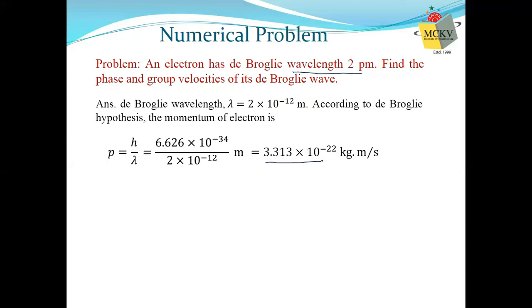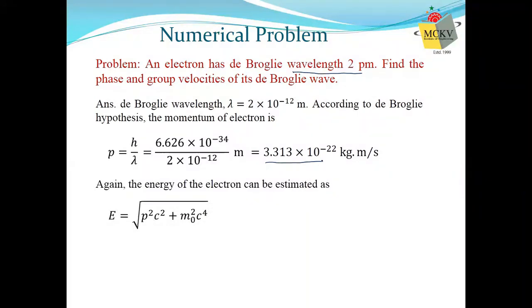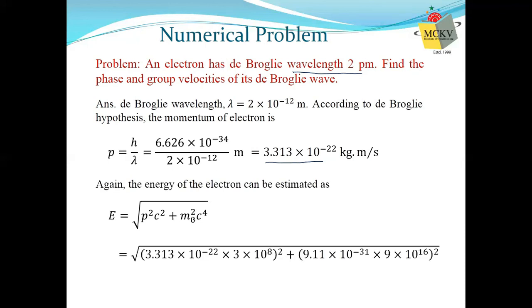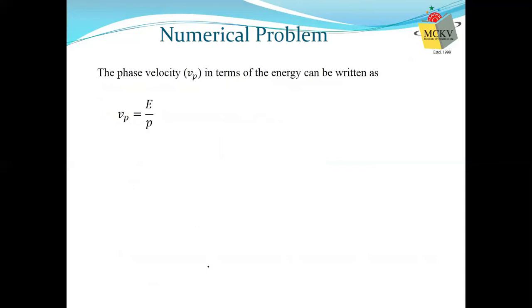This is our momentum. What other quantity do we require to find phase velocity? We require energy. Now, from relativistic mechanics, we know energy can be found from the expression E equal to root over p square c square plus m naught square c to the power 4, where p has already been estimated. c we know. m naught is the rest mass of the electron, which we know is 9.11 into 10 to the power minus 31 kg. So put the values, and if we estimate E, it comes out to be this amount of joule. So now both E and p are known to us. Therefore, we can easily estimate the phase velocity in terms of energy and momentum as Vp equals E by p. If we put the values, we get Vp as this meter per second.